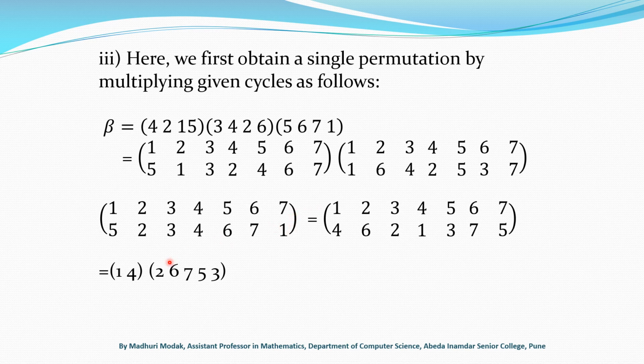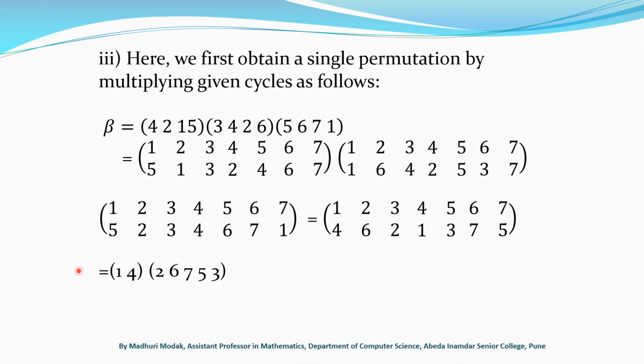2 goes to 6, so after 2 we write 6. 6 goes to 7, so after 6 we write 7. Then 7 goes to 5, so 7 5, and 5 goes to 3. So we write 3. Finally 3 goes to 2, the starting element. So here we will close the bracket.